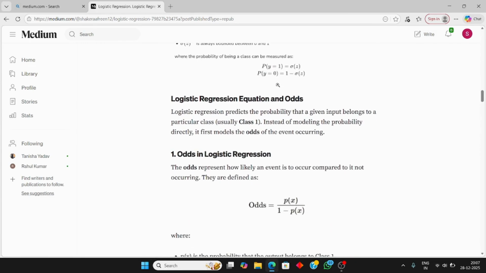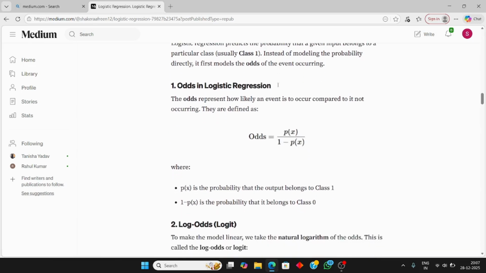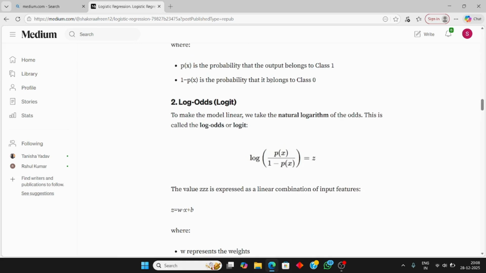Okay, now we will be seeing the logistic regression equation and odds. What are odds in logistic regression? They represent how likely an event is to occur compared to it not occurring. They are defined as odds equals p(x) divided by 1 minus p(x), where p(x) is the probability that the output belongs to class 1 only, and 1 minus p(x) is the probability that it belongs to class 0 only.